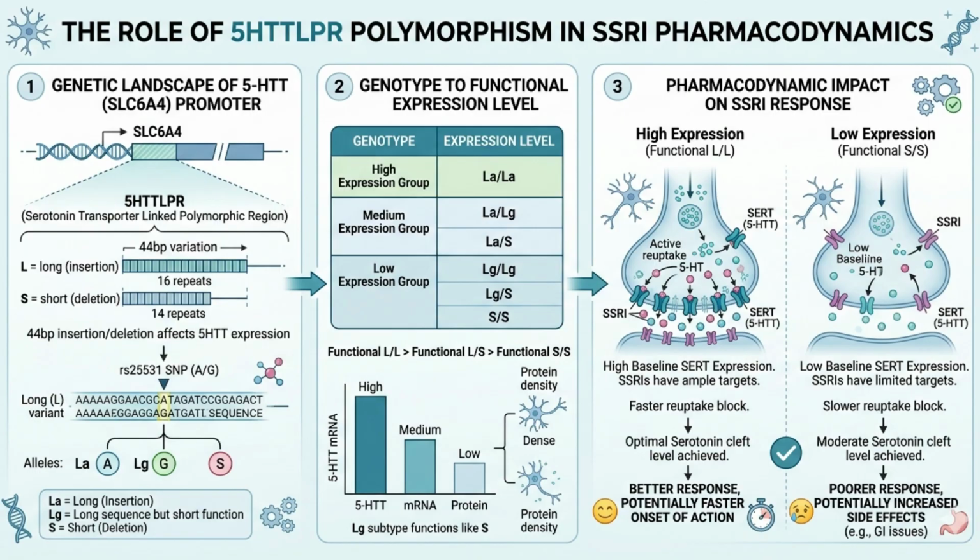In summary, 5HTTLPR tells us the baseline target density matters. Functional high targets lead to optimal efficacy. Limited baseline targets limit antidepressant success. Understanding this polymorphism moves us towards personalized psychiatry and better outcomes.